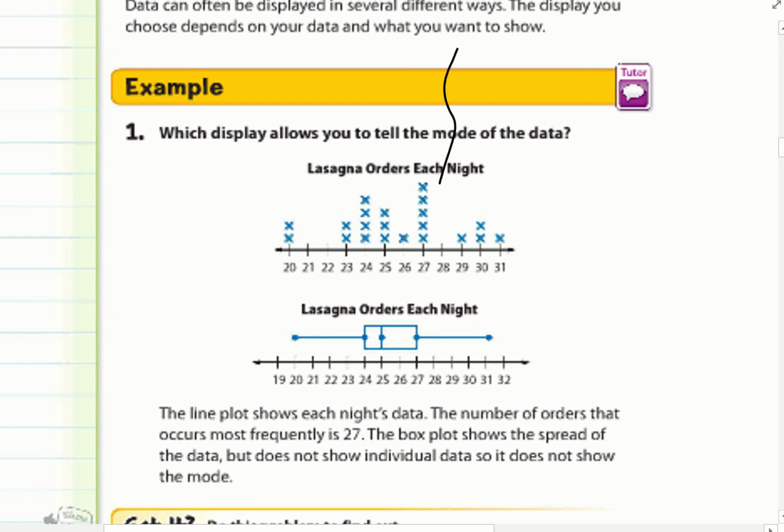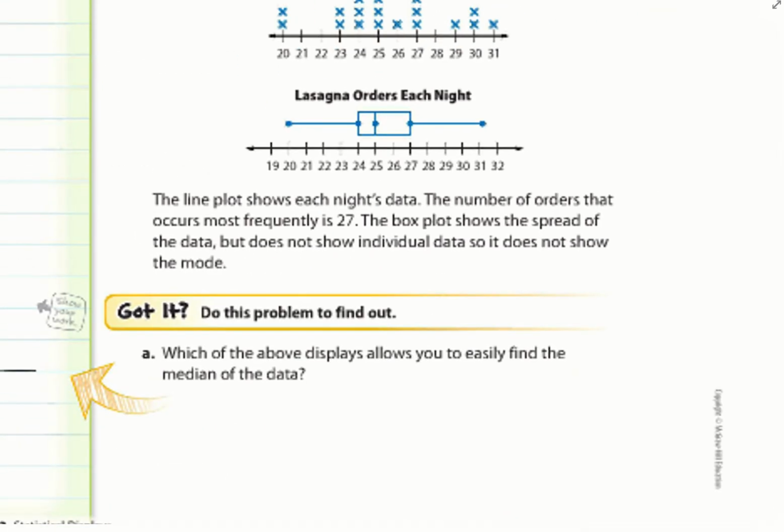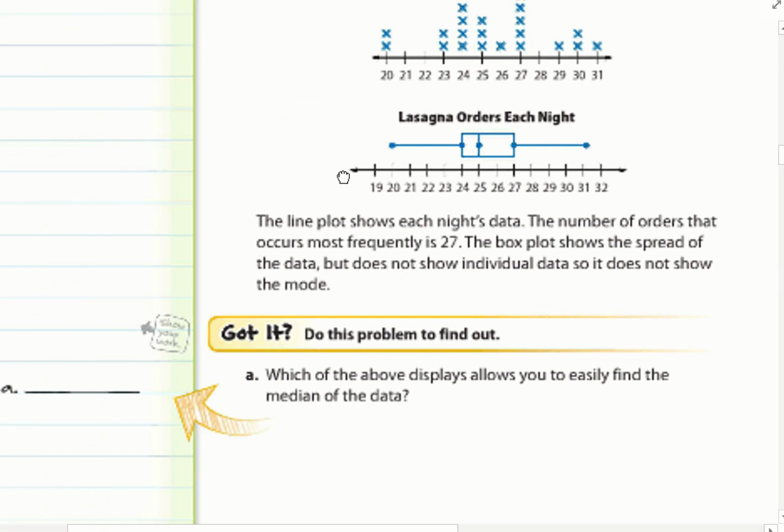So let's try the got it. It says, which of the above displays allows you to easily find the median? Oh, that's going to be easy. The median we know is just this line here in the box plot, so we're going to say the box plot.